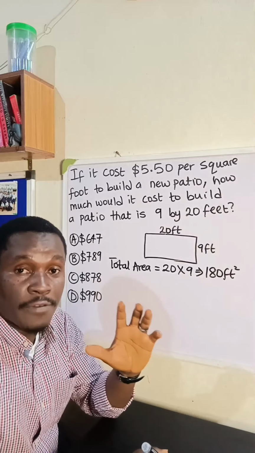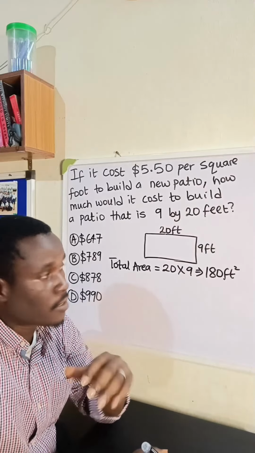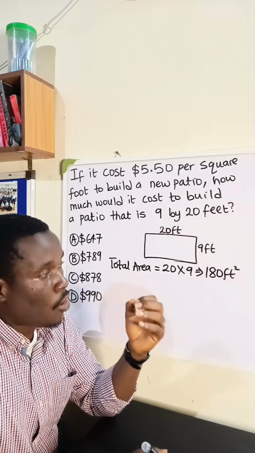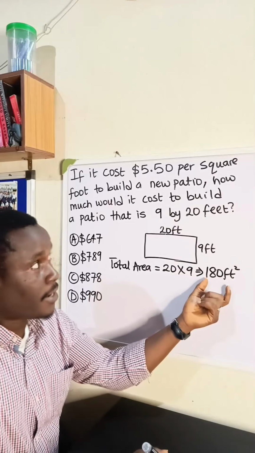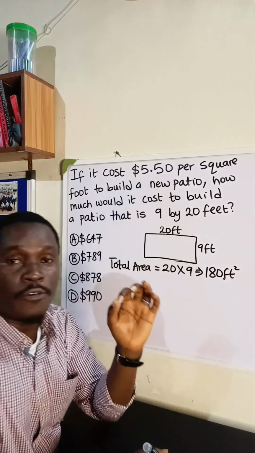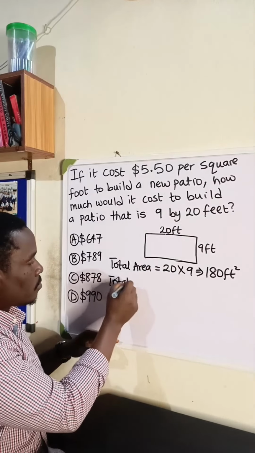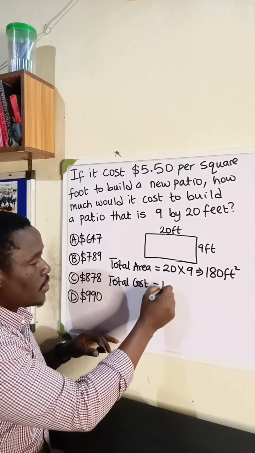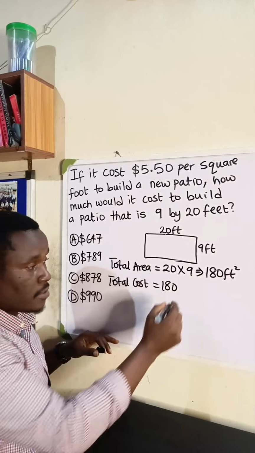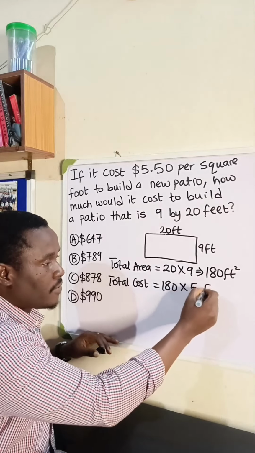But we know that each square foot costs $5.50. So to get the entire cost of the patio, all we need to do is multiply the total area by the cost of each square foot. So total cost is equal to 180 square feet multiplied by $5.50.